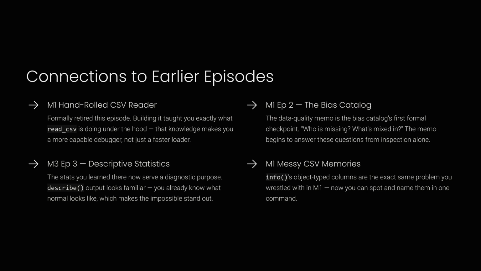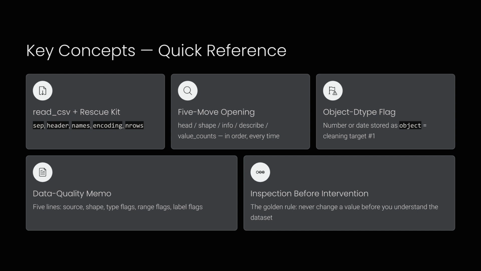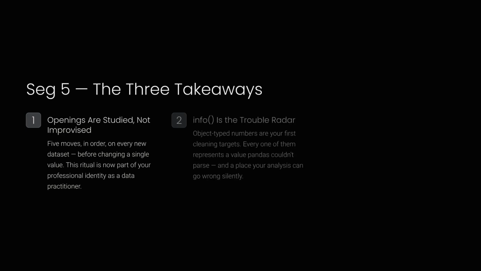This episode connects back to earlier lessons. We retire our hand-rolled reader, expand on bias cataloging, apply descriptive statistics for diagnostics, and use info to spot the D-types we learned to handle in Module 1. Keep this quick reference guide handy. From the Read CSV Rescue Kit to the structure of your data quality memo, these are the pillars of a disciplined, professional data workflow. To wrap up, openings are studied, not improvised.